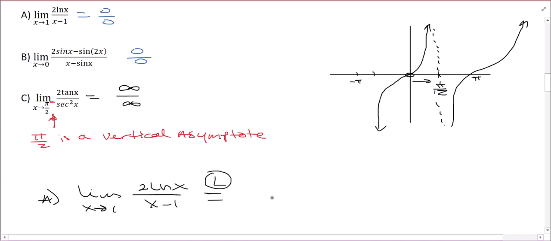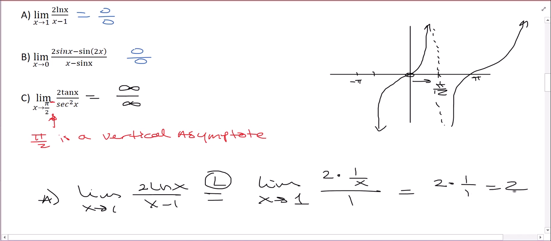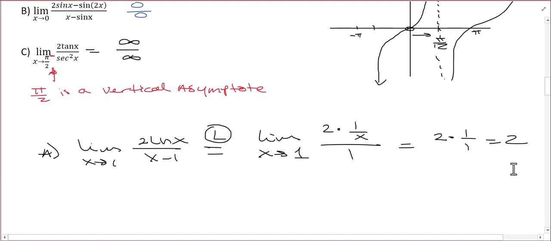Sometimes we're just saying equals because we're simplifying. And sometimes we're putting equals and we're taking L'Hopital's rule. We're applying L'Hopital's rule. So here, let's take the derivative. And remember, it's not a quotient rule. I'm just taking the derivative of the top divided by the derivative of the bottom. And so now as x goes to 1, I just get 2 times 1 over 1, which is 2. And that is my limit.